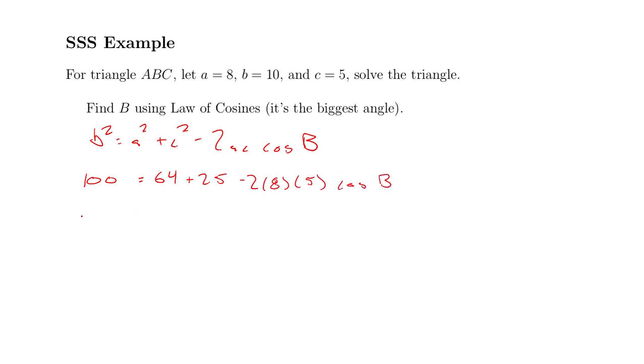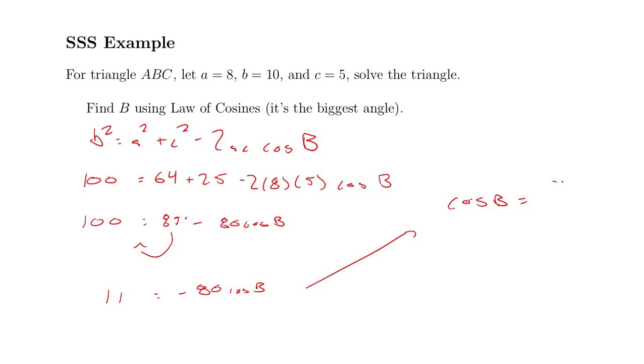So that's 80. So 100 equals 64 plus 25 is 89 minus 80. So that's 9. Oops, no, I can't do that. Sorry, 64 plus 25, that's 89, minus 80 cosine b. So now I've got 100 minus 89 if I subtract both sides here. So that's going to be 11 equals negative 80 cosine b. And so all this to say cosine b equals negative 11 over 80. So this one's kind of a pain to get to.